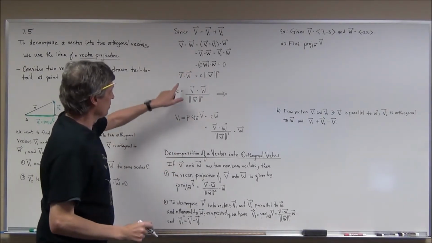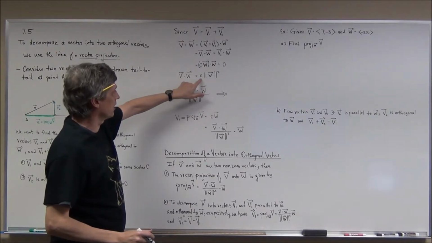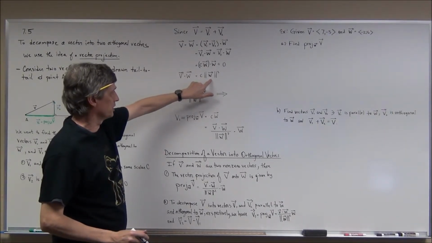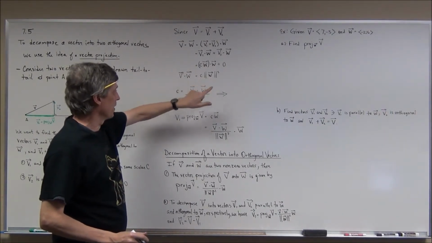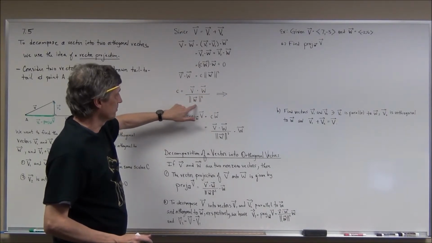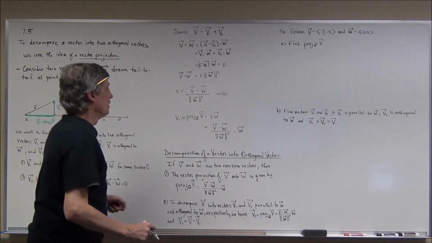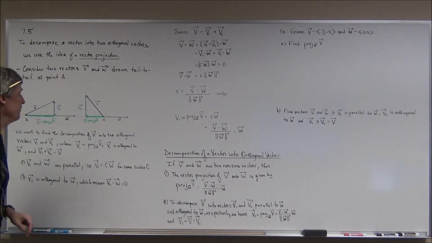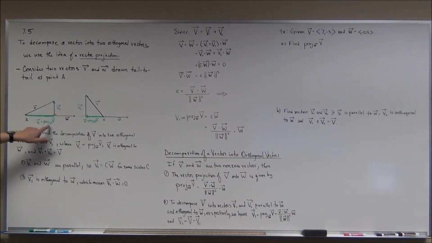Alright, so now what I'm going to do is divide both sides and solve for C. I'm going to divide both sides by this. This is a non-zero, positive number here. That gives me this.